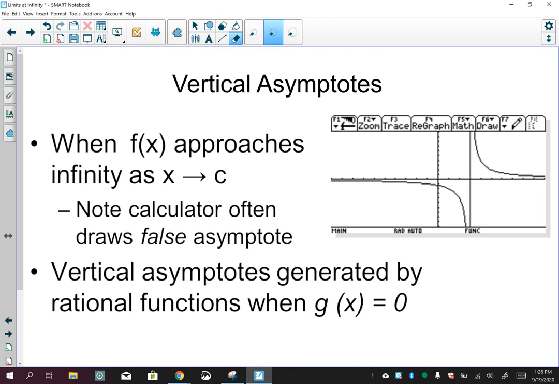When you put this into the calculator, for whatever reason, when it has an asymptote, it does not draw a dashed line or anything like that. It actually draws a solid line. So you need to realize that even though this is a solid line, this is not really there. There's nothing there because it does not exist. It's just showing you on the calculator that this is what you're approaching, and this is what your graph is actually doing.